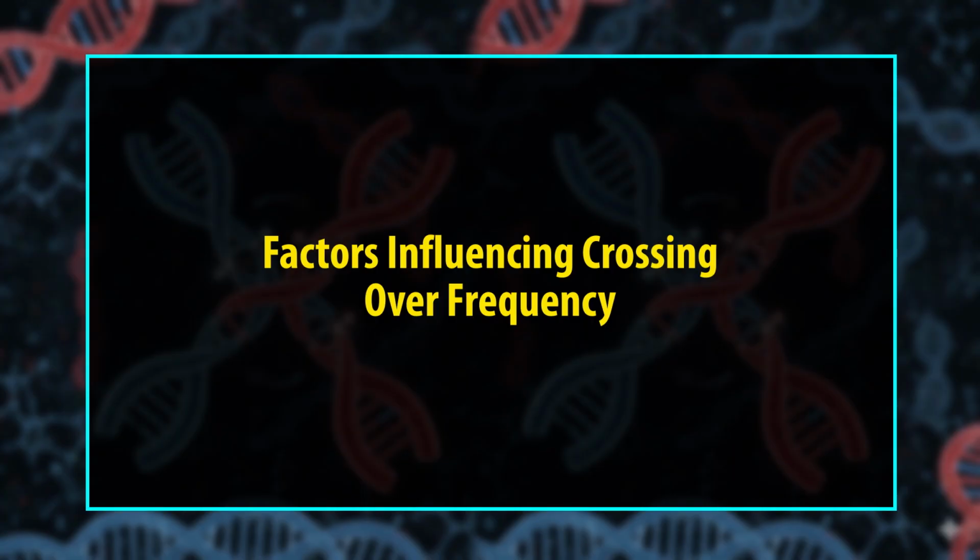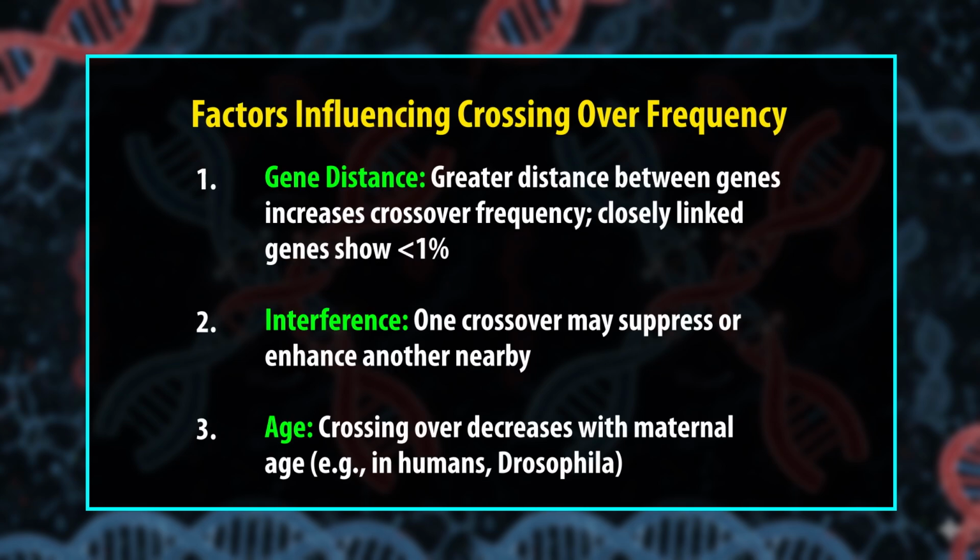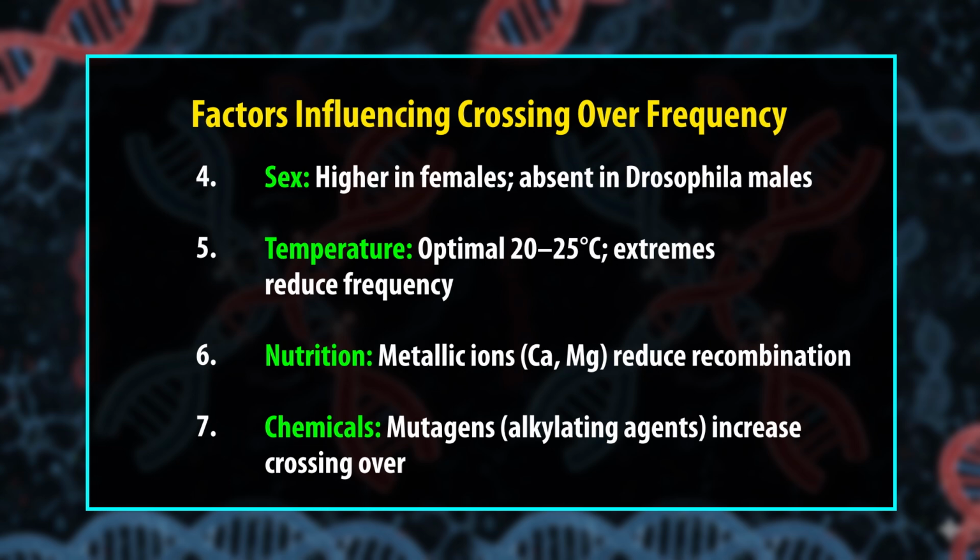Students, let's move on to factors influencing crossing over frequency. Gene distance. Greater distance between genes increases crossover frequency. Closely linked genes show less than 1%. Interference. One crossover may suppress or enhance another nearby. Age. Crossing over decreases with maternal age, for example in humans. Drosophila. Sex. Higher in females, absent in Drosophila males.